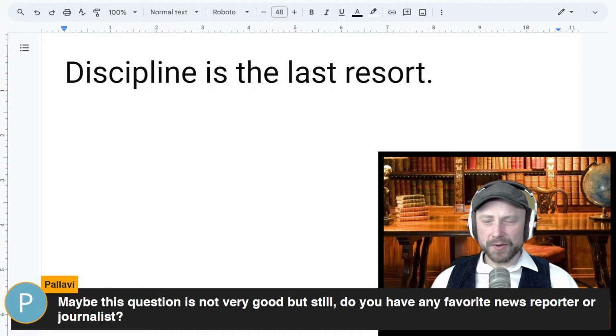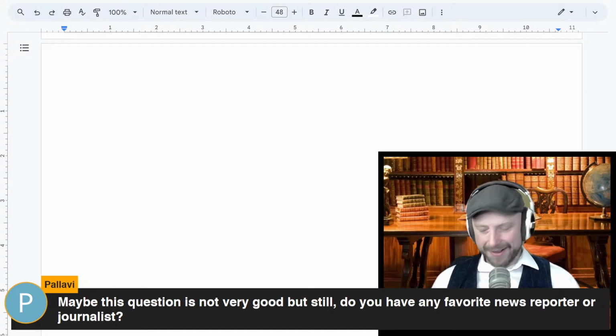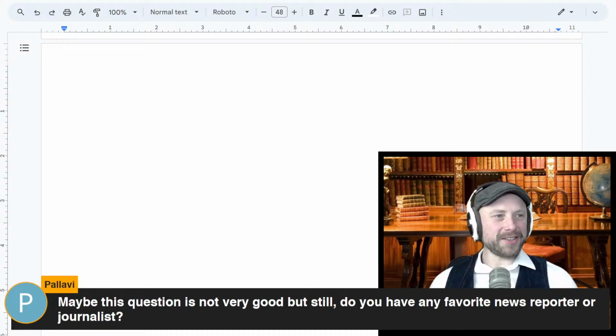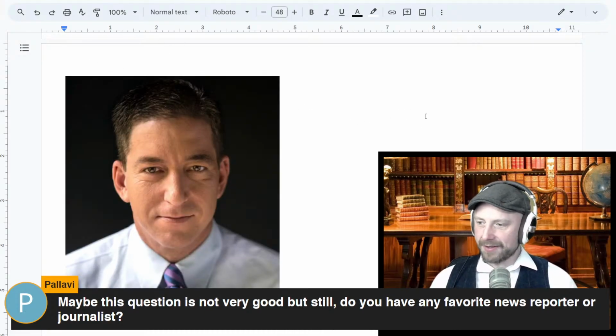A favourite news reporter or journalist? Oh, yes. Oh, yes, Pallavi. I will tell you my favourite journalists. Yeah, let's go for it. So, definitely one of my favourite journalists ever is Mr. Glenn Greenwald. One of the few worthwhile journalists in the world, in my opinion. Yeah, he's great. Glenn Greenwald. Highly recommend him and all of his stuff.